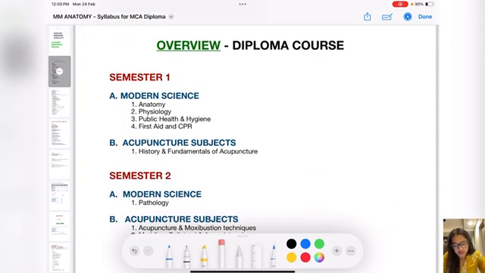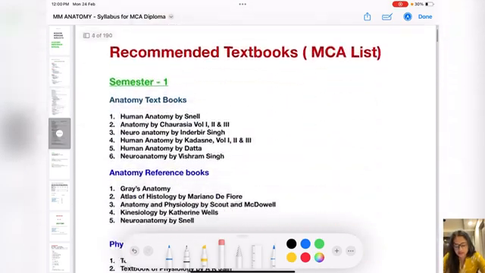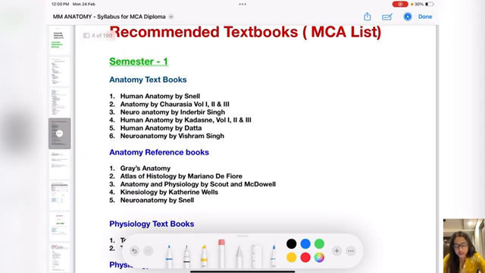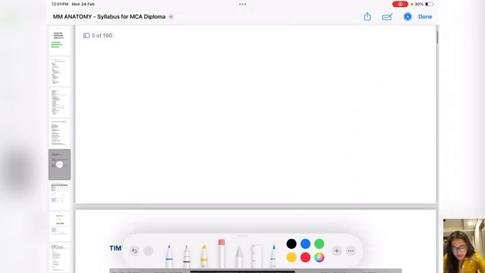There are 4 semesters. First is anatomy physiology, health and hygiene, first aid and CPR. And then in the acupuncture subject, history and fundamentals of acupuncture. We'll directly see there are some reference books, recommended textbooks through which you can go through. You can download PDFs also.